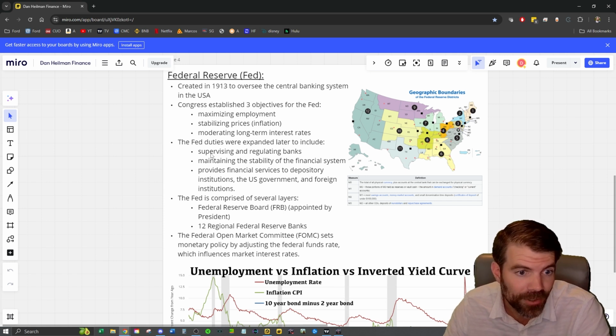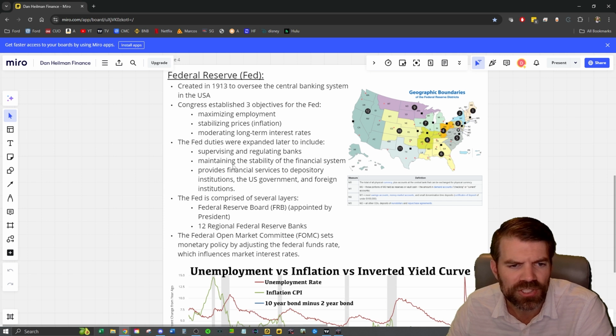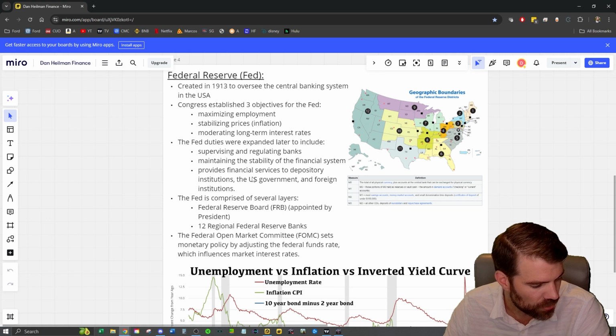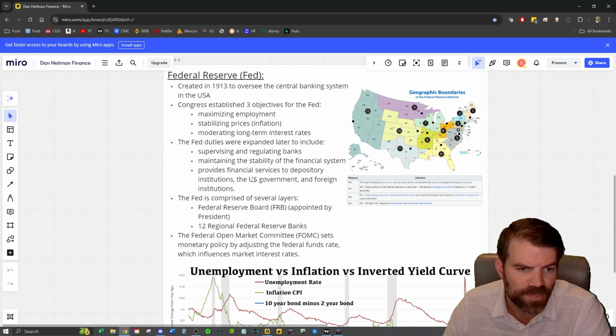Later, they had some additional duties added to what they're doing: supervising and regulating banks, maintaining the stability of the financial system, and providing financial services to depository institutions, the US government and foreign institutions. There's a bunch of stuff with check clearing that the Fed does. When there's a recession or people are worried about a recession, sometimes banks won't take checks from other banks, so they'll use the Fed to clear those checks.